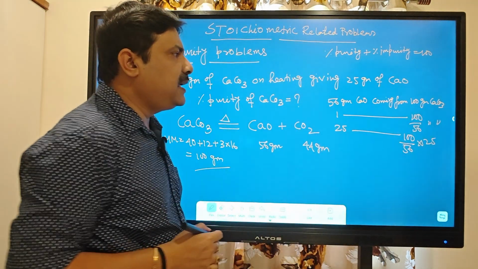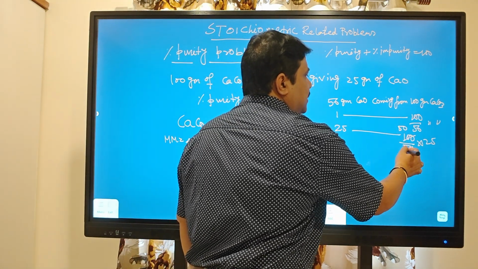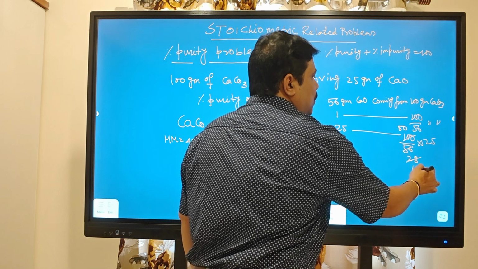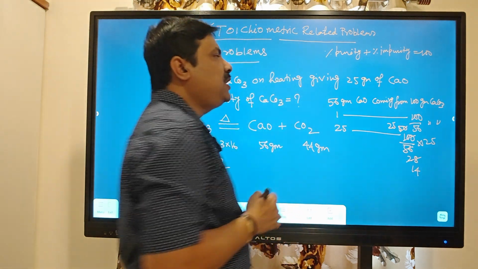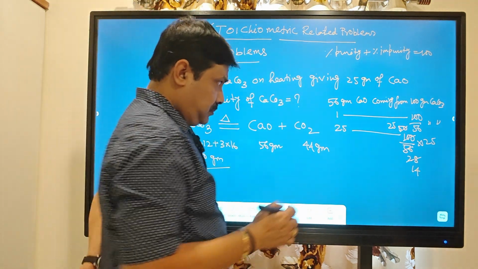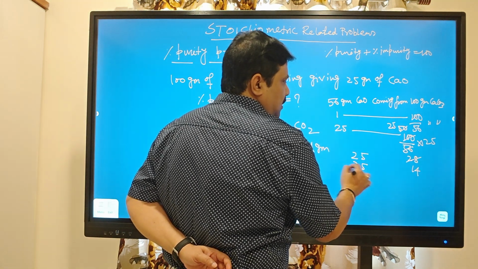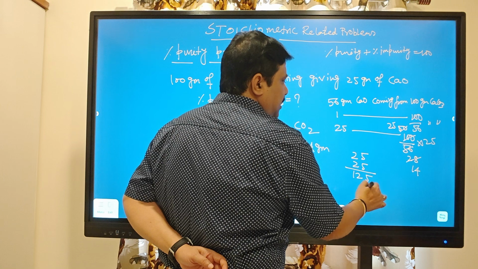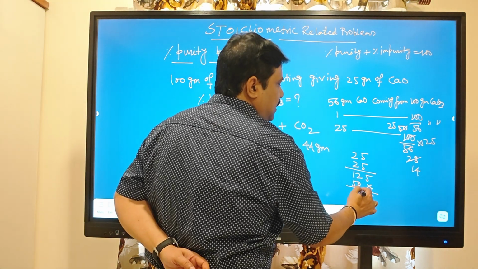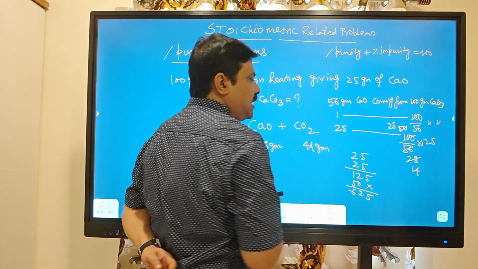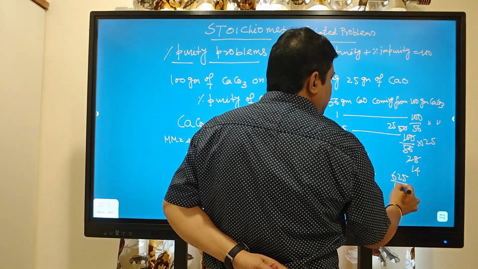So then we have to do the calculations. If you look at these, we can reduce by 2 to 50 and 28, then by 2 to 25 and 14. Then 25 into 25 divided by 14. Here 25 into 25, we have to do 125, and here 2 into 25, 50. So 625. So 625 by 14. We are getting 625 by 14.